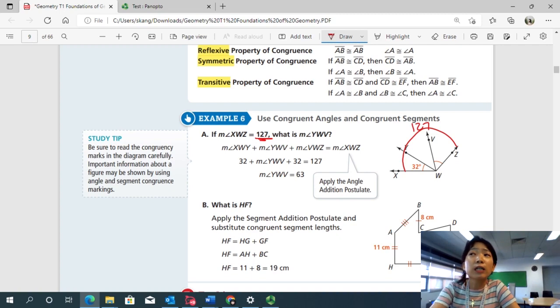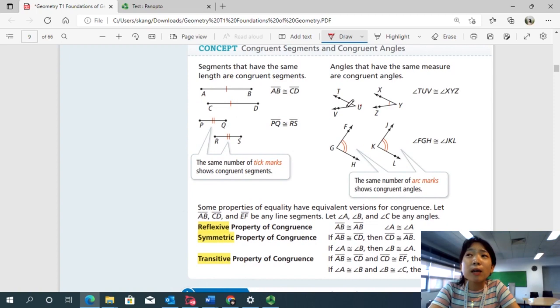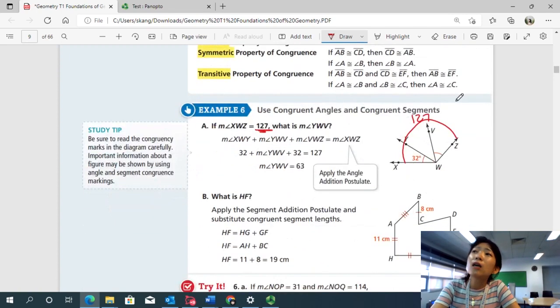Well, do you remember the notation for congruent angles? We mark them with the tick arc. So now, if you look at this, you have one tick arc here, you have another arc here. That means they're congruent. So this also must be 32 degrees. Does that make sense? Yeah. So 127 minus 32 is 63. And that is the measure of angle YWV.